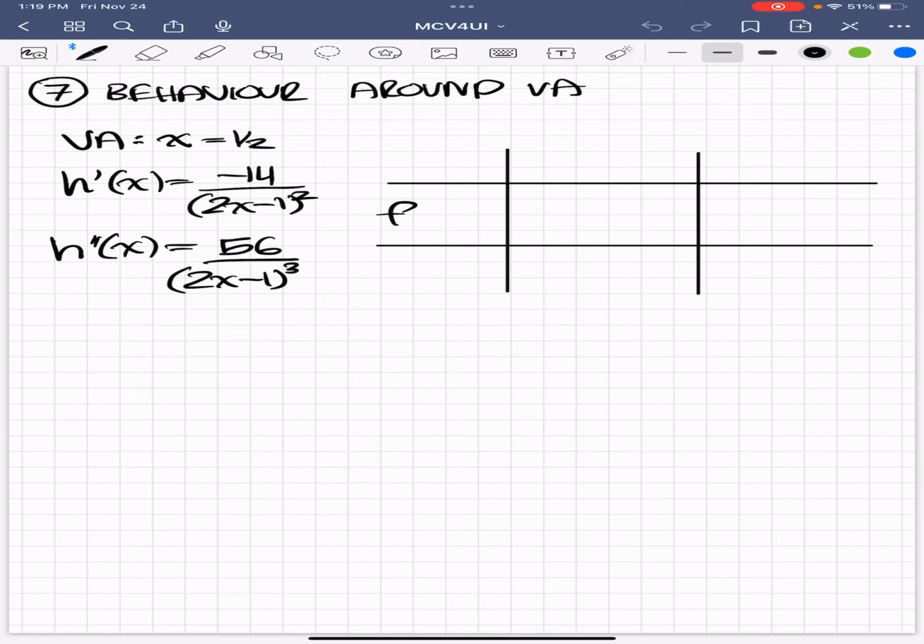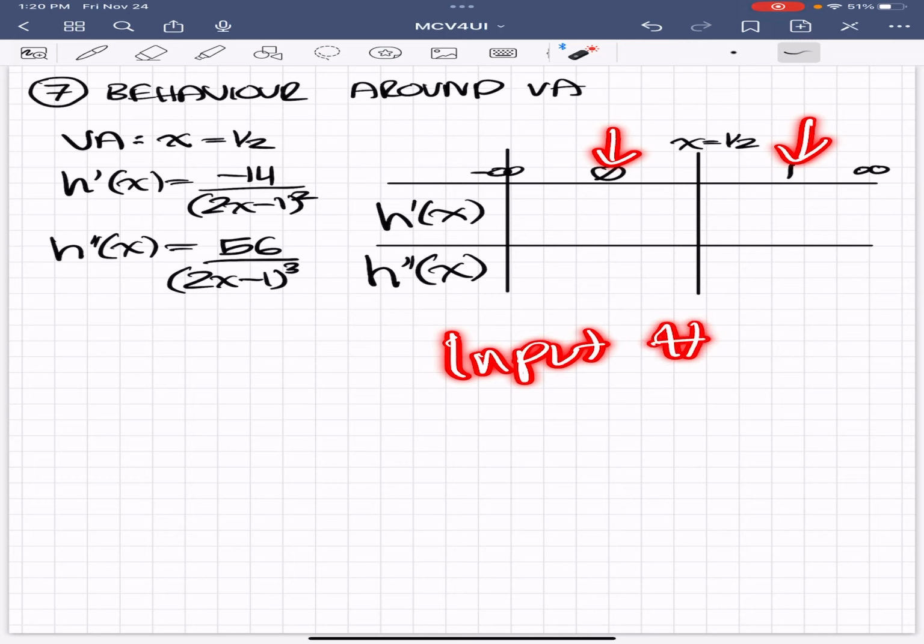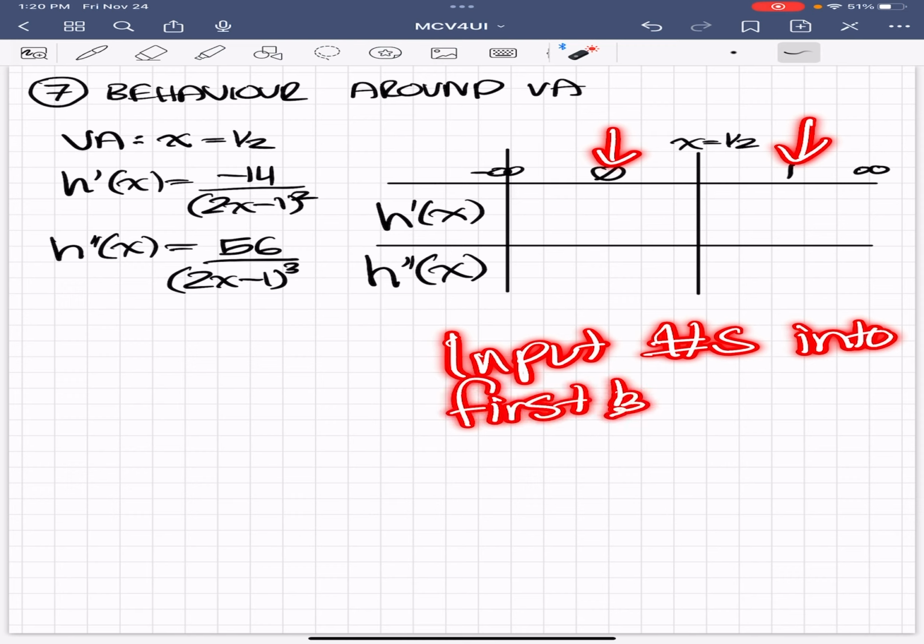So the first derivative and the second derivative. And the VA is x equals a half. And then we're going to choose numbers above and below the VA. So we're going to choose 0 and 1. And then we're going to input those numbers into the first and second derivative.